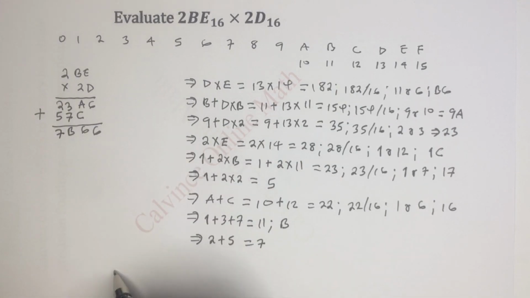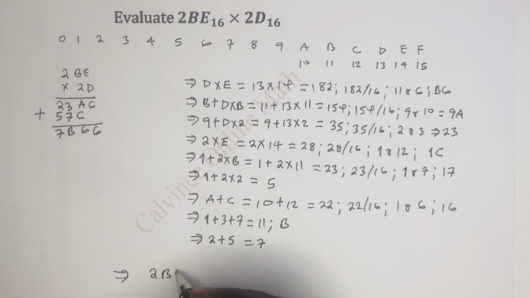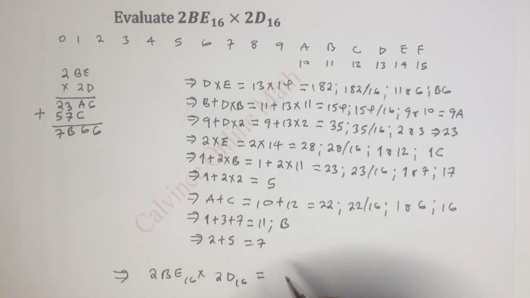So it therefore means that the multiplication, 2BE base 16 times 2D base 16, is equal to 7B6 base 16.